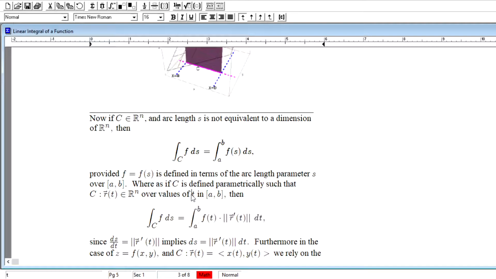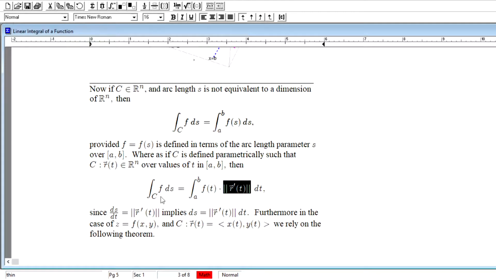Where this parameter T is occurring from A to B, these become the bounds on our integration with respect to T. We do have to express our multivariable function f in terms of that parameter T. And we do have to incorporate this scalar multiple given by the magnitude of R bar prime of T into our integral calculation, right?